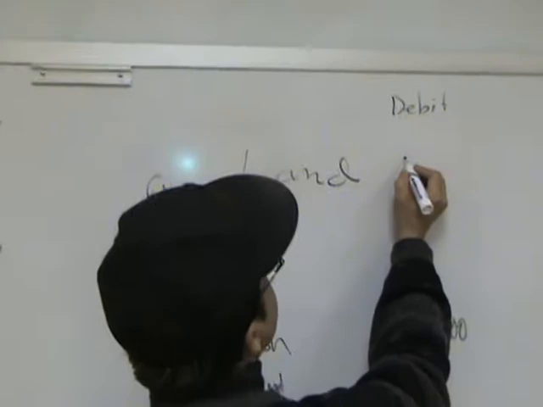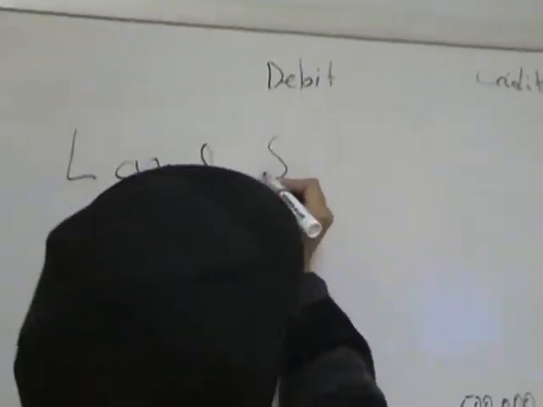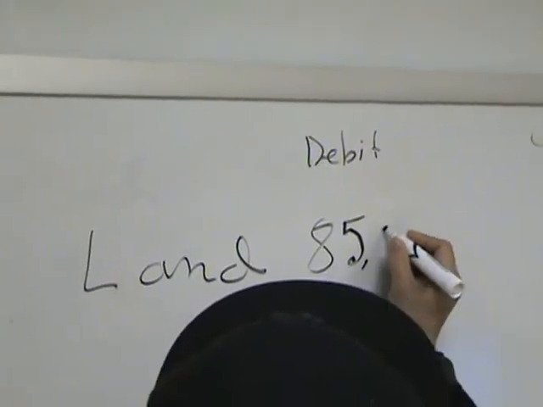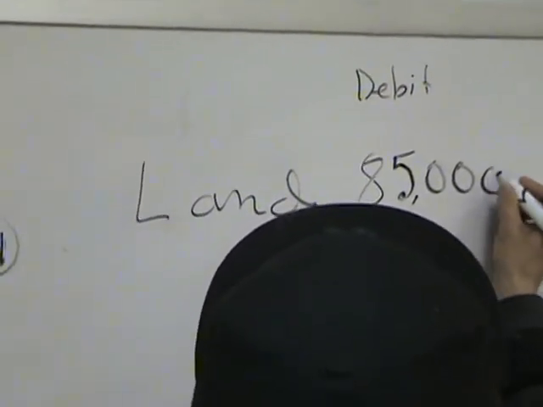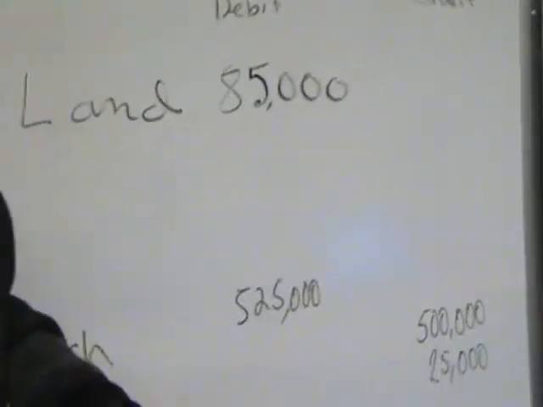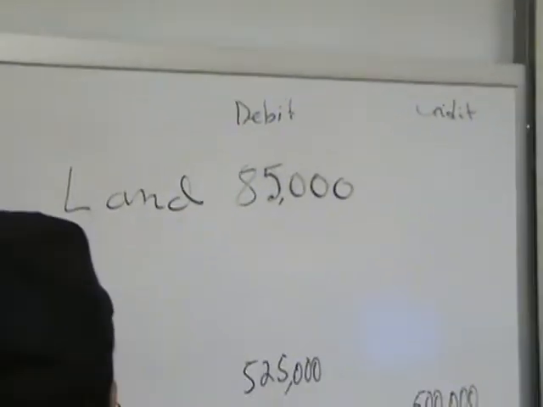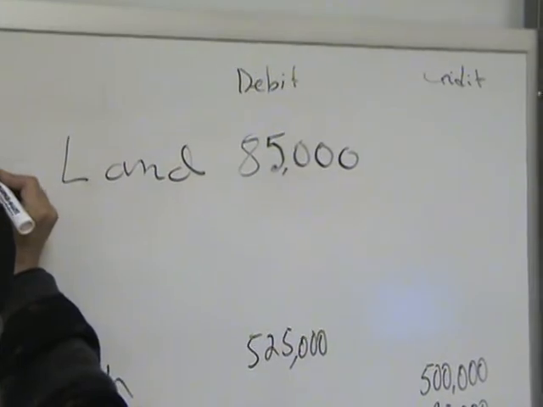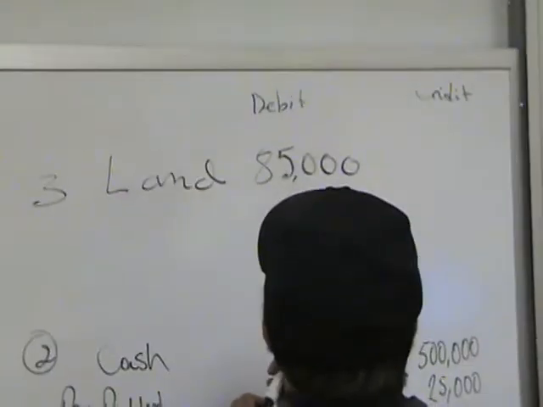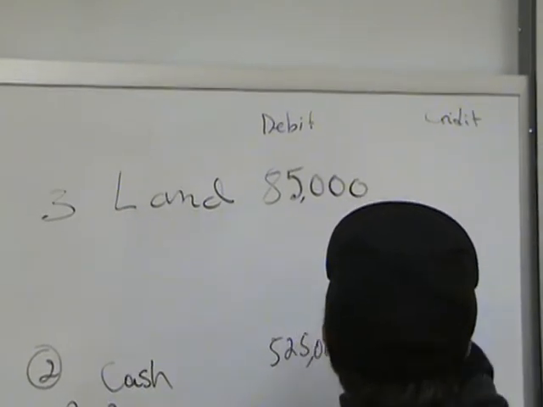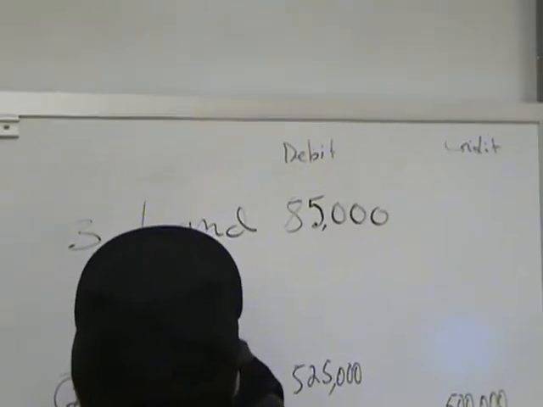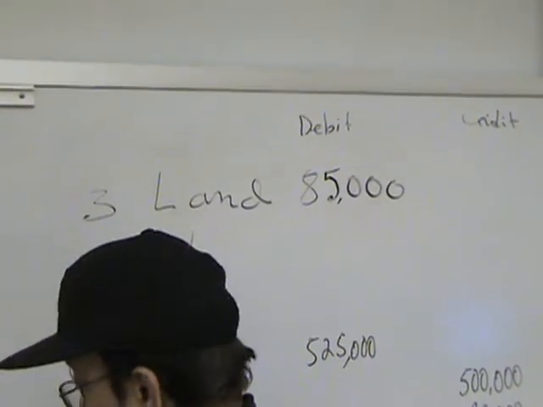Land, how much is that? 85,000. So debit land 85,000. And then how many shares were issued? This is number 3. 24,000 shares. Well, 24,000 times 2 is 48,000, so credit par common stock 48,000.